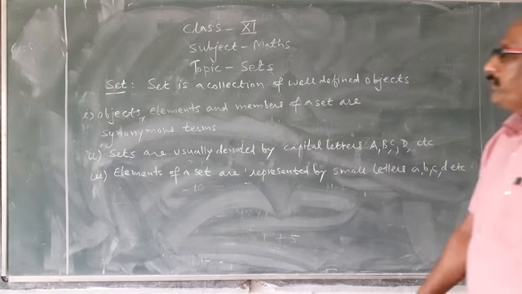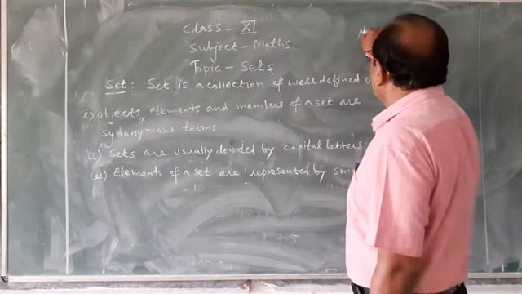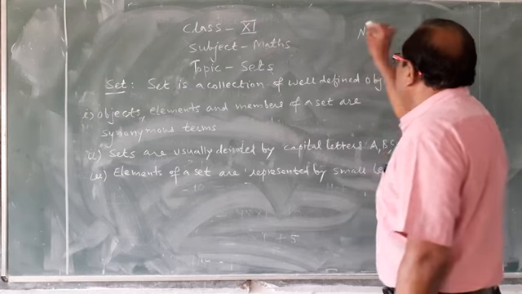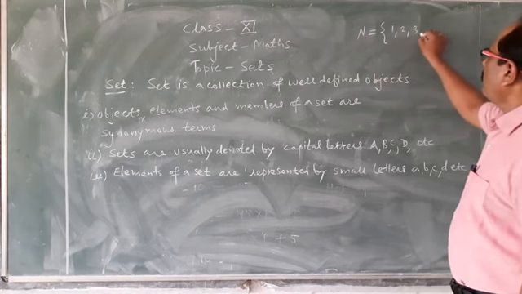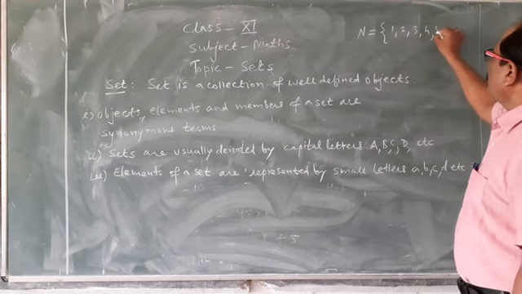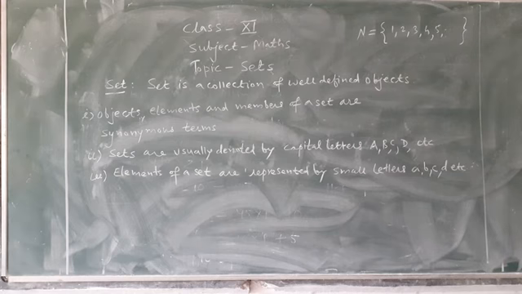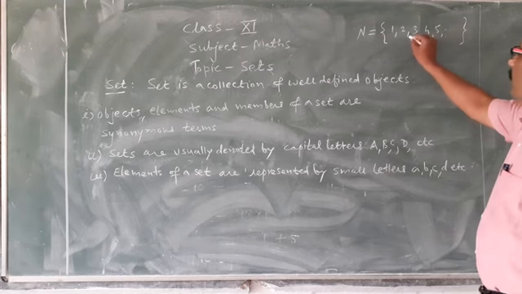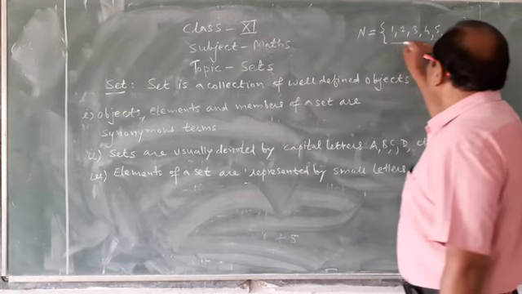For example, suppose N. You know what is N? N is the set of natural numbers. We take 1, 2, 3, 4, 5 like this. These numbers are defined numbers. Means every element is defined. It is the collection of all natural numbers.